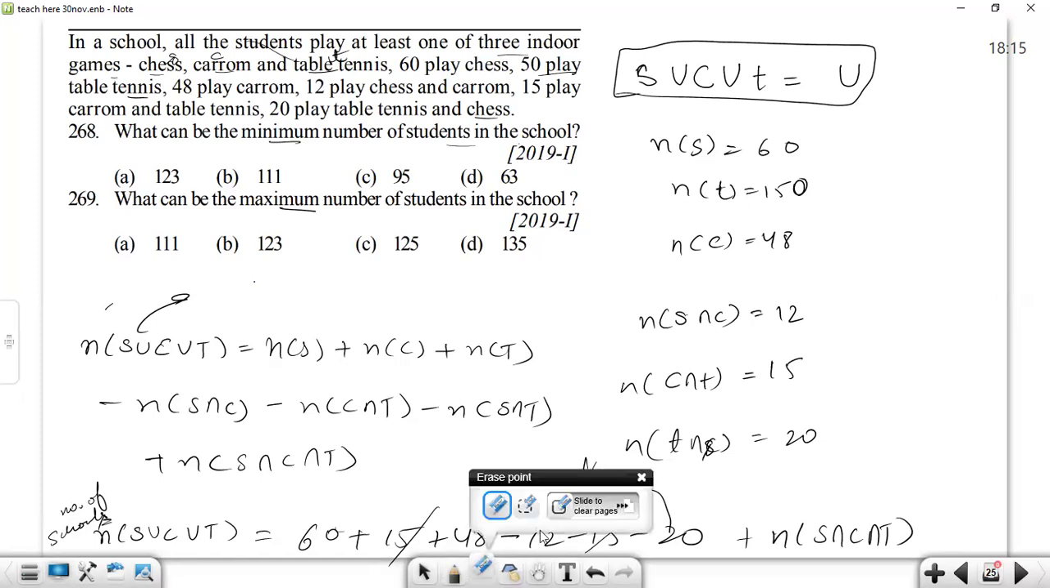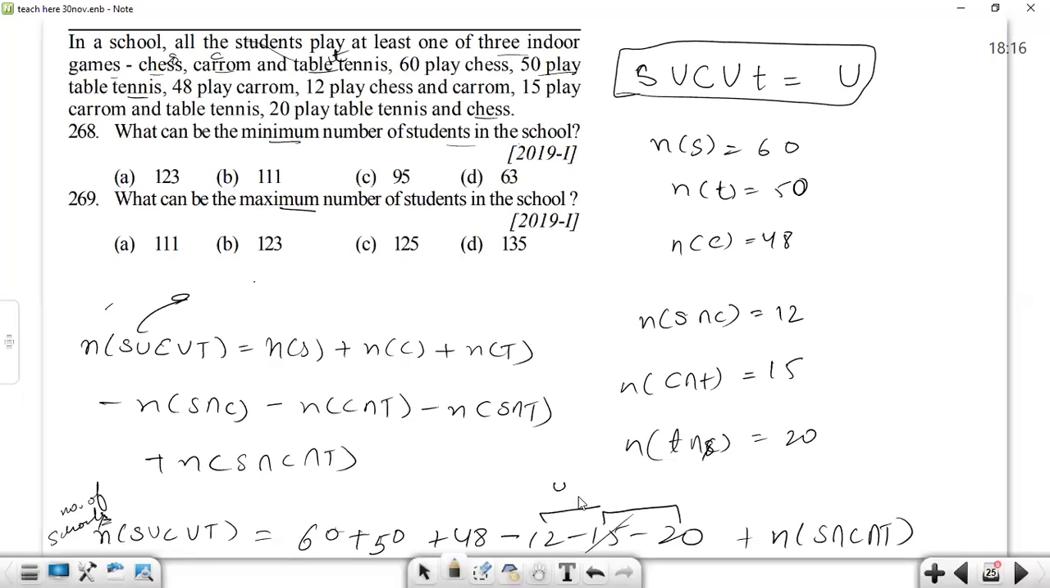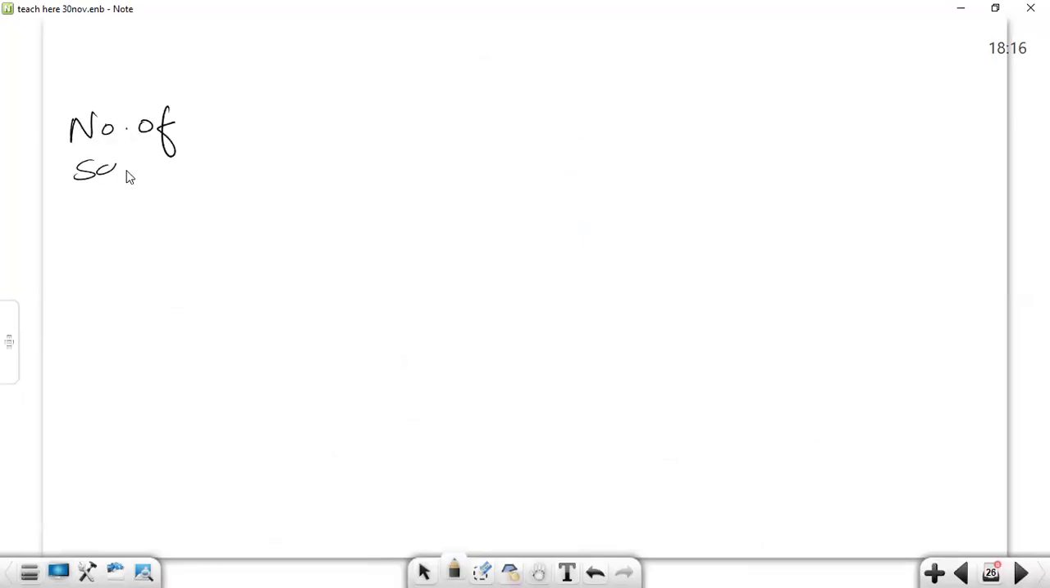So this has to be 50. So now calculating, this will become 47, minus 47, this will become plus 1. And 60 plus 50 becomes 110, plus 1. So it will become 111 plus n of S intersection C intersection T. So let me rewrite it on the next page. The number of school students is 111 plus the number of students who play chess, carom, and tennis. Any doubts, anyone?